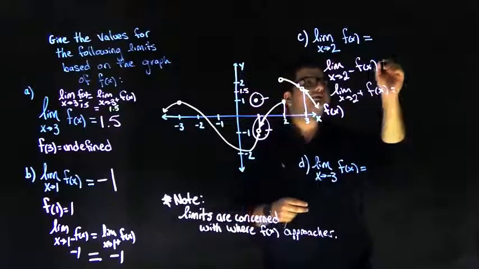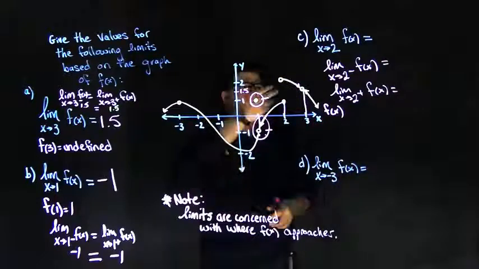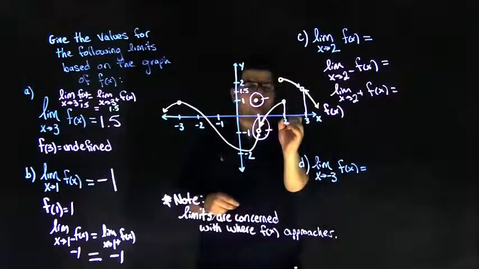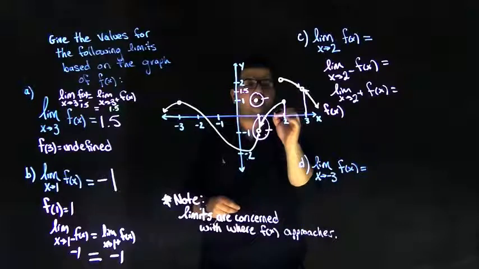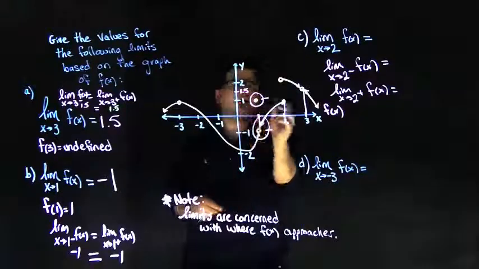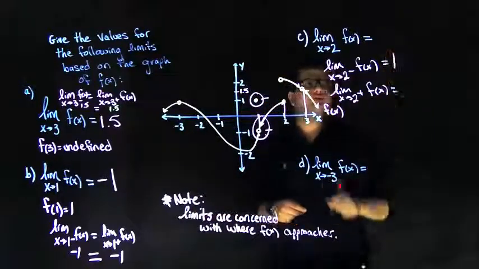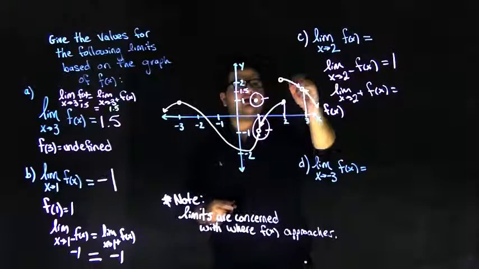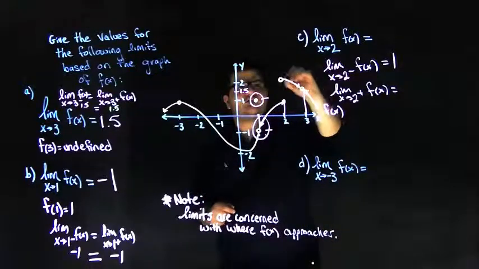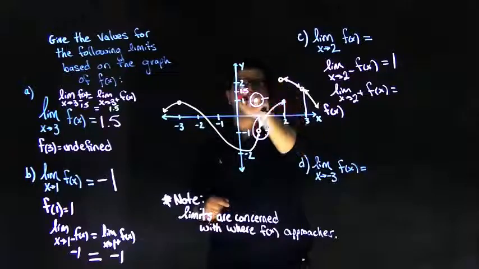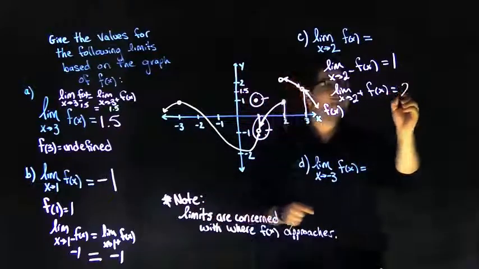And these two have to be equal. So let's do the left first. If I go to 2, the left side function is right here. The values are approaching about 1 from the left. Now if I do the right, here's the right side of my function at 2. The values are approaching about 2.